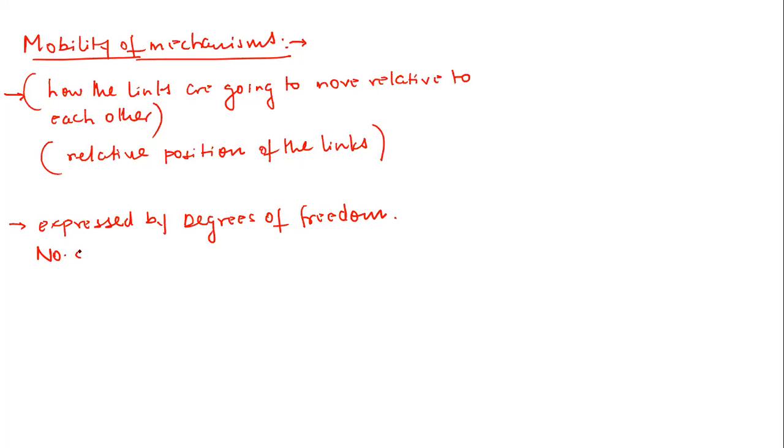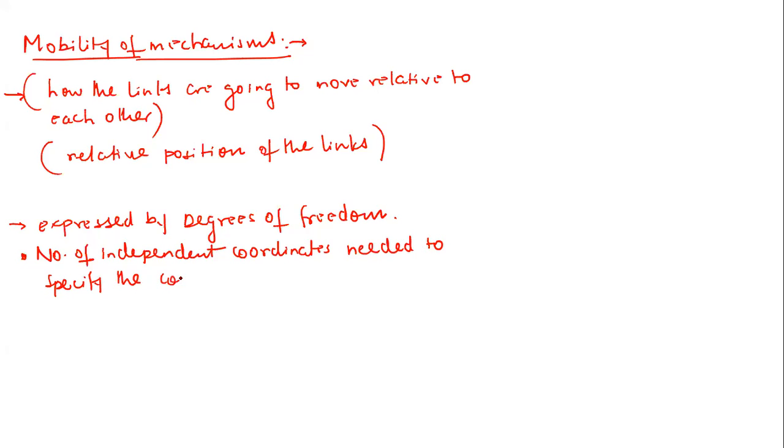So here, you can define degree of freedom as the number of independent coordinates needed, very important, needed to specify the configuration of a mechanism at a particular instant of time.